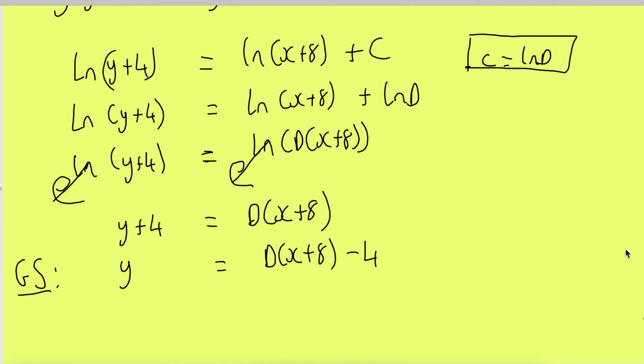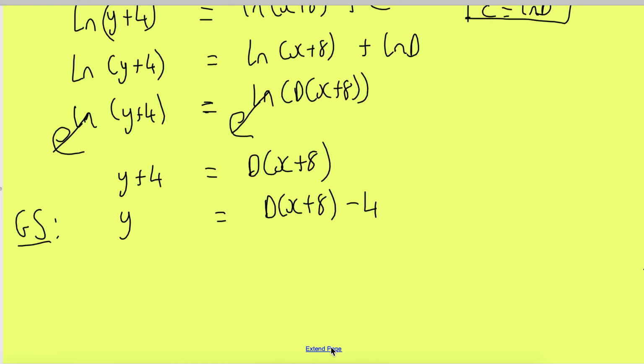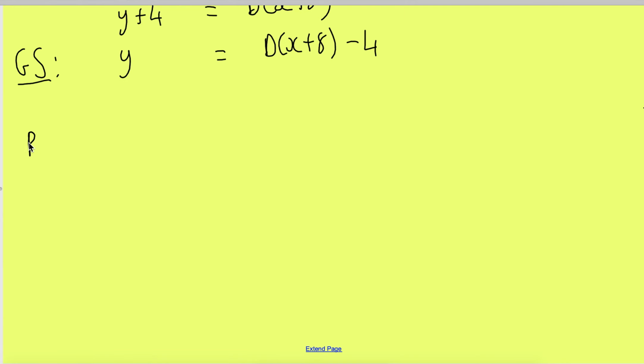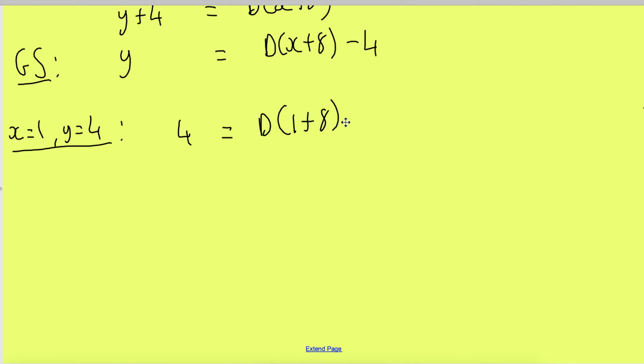So you substitute in your values here. No, I'm not going to write particular solution yet. I'm going to work out what D is. So basically what I want to do is work out what that letter D is. So my initial conditions are when x equals 1, y equals 4. Okay, so let's substitute that in. So 4 equals D, 1 plus 8, take away 4.